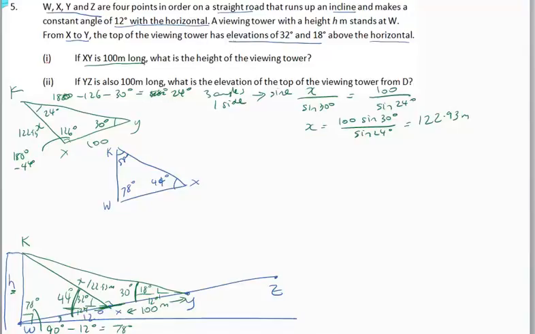And we know this is our length x, so this is 122.93 meters. So now we know 3 angles and 1 side, so we can use our sine rule again.